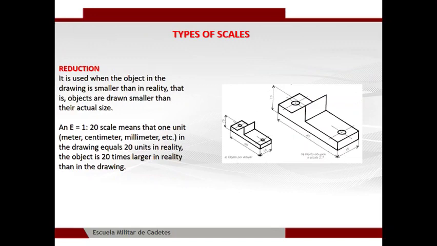The types of scales we can represent are 5 that are: Reduction, E less than 1. The dimensions of the object are too large to be able to draw on a plane or sheet. The actual dimensions must be reduced so that the object can be represented. The parts of a car, the plan of a house or the map of a city, must be reduced to represent them in a plane.